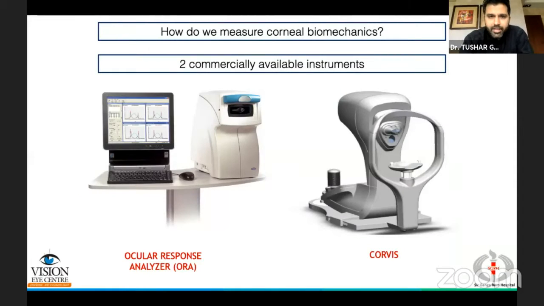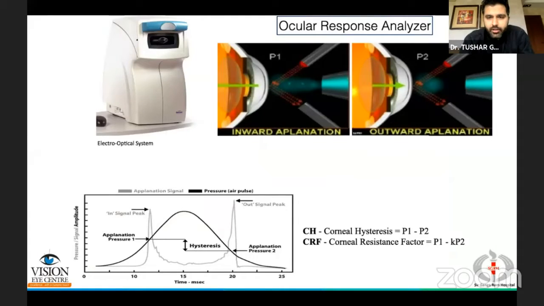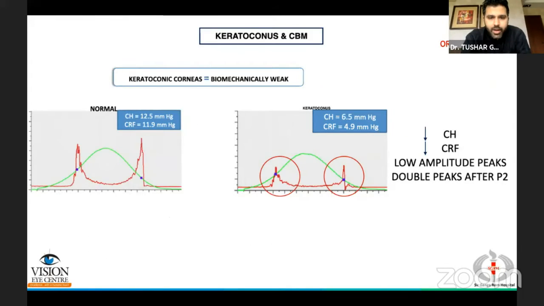So how do we measure corneal biomechanics? There are 2 different devices that are commercially available. The first one is the Ocular Response Analyzer. This was the first one to be introduced, launched in 2004. It uses a bidirectional applanation process using an air puff and gives you 2 parameters, corneal hysteresis and corneal resistance factor, both measures of viscoelasticity of the cornea. And it's quite evident, as in this image, that these parameters are reduced in weaker corneas, for example the ones who have keratoconus.